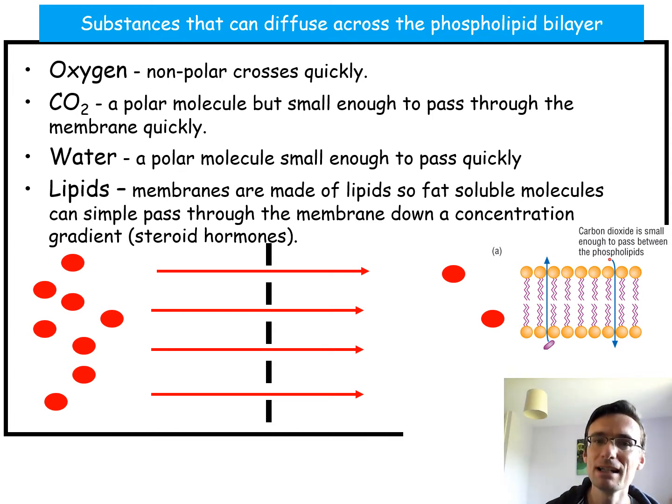Now, just be really clear with this. When we're talking about simple diffusion, it is across the phospholipid bilayer. Never say across the membrane, because the membrane could mean through the proteins and things like this. And in this case, we're not talking about proteins. We're talking about the molecules that are small enough to fit through the tiny gaps and are not repulsed by the hydrophobic layer between the phospholipid bilayer. So oxygen, carbon dioxide, water, and lipids are able to do simple diffusion through the phospholipid bilayer.